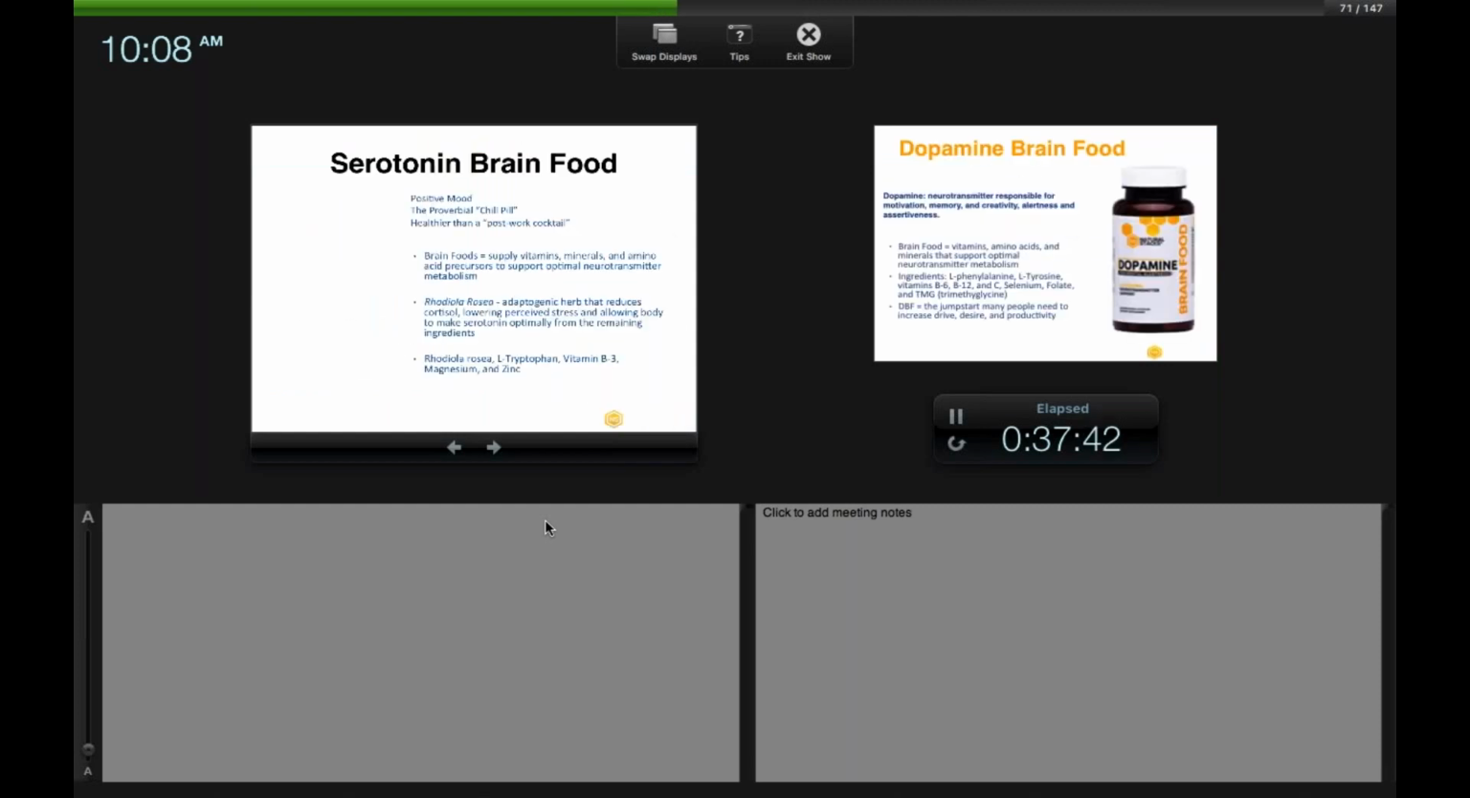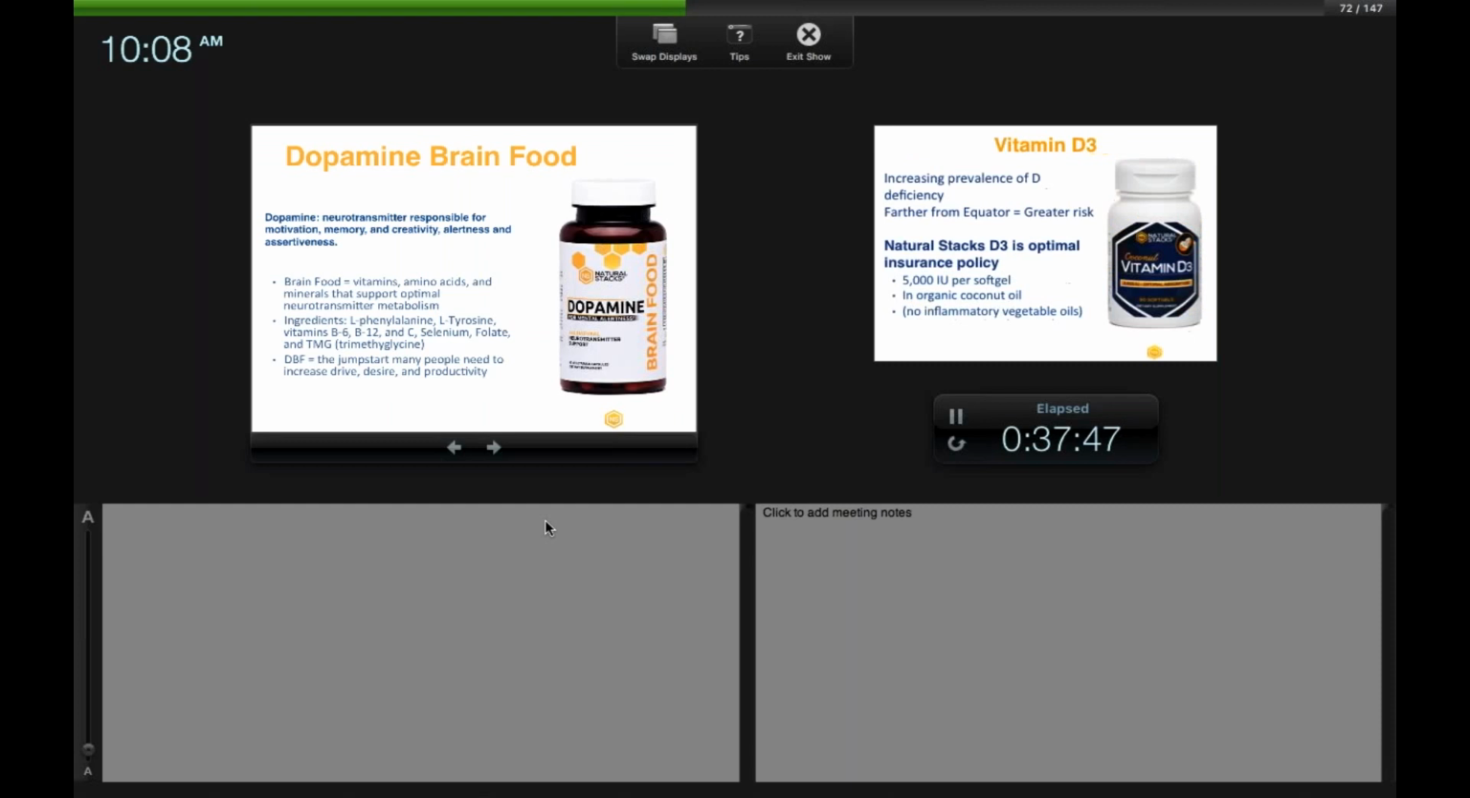Serotonin, it's positive mood. It's the proverbial chill pill. It's healthier than a post-workout cocktail, that's for sure. And then let's talk about dopamine. Dopamine is the neurotransmitter responsible for motivation, memory, creativity, alertness, and assertiveness. It's got vitamins, amino acids, minerals in it. So dopamine is great. Jumpstarts your day, helps you feel more physically active.